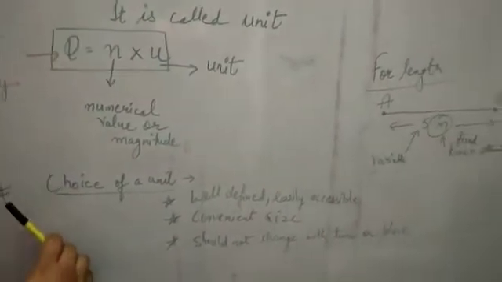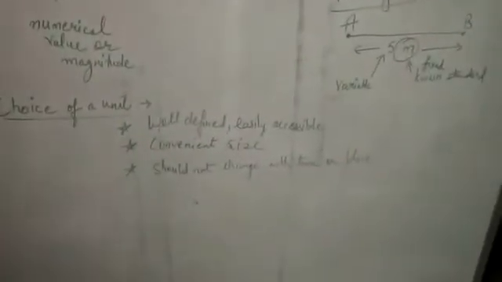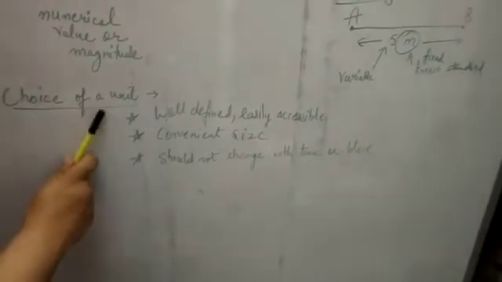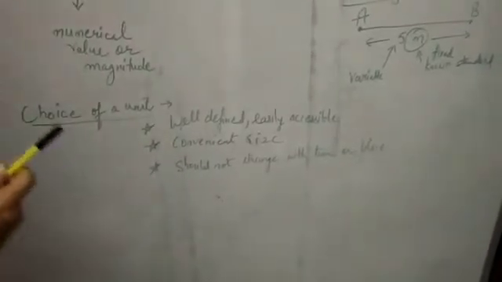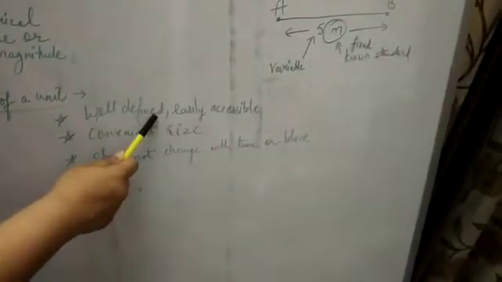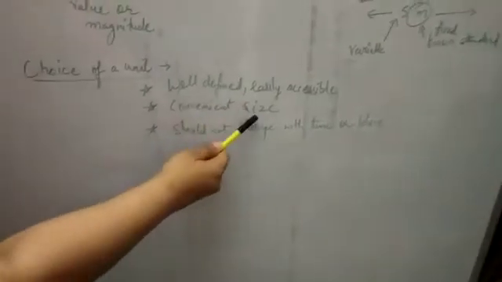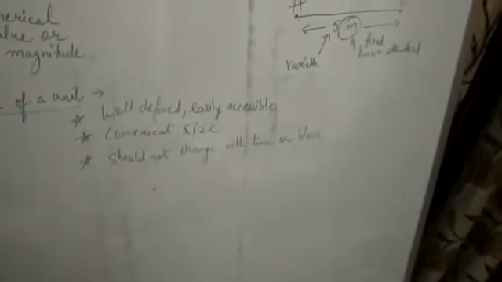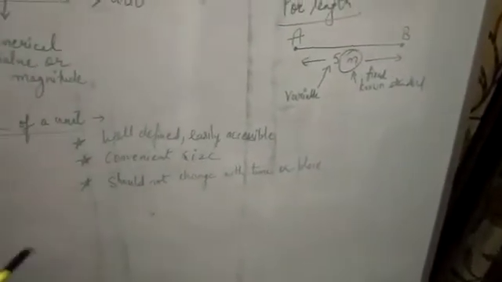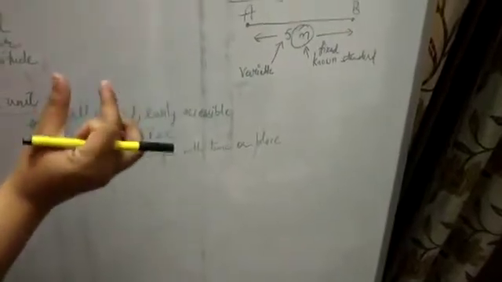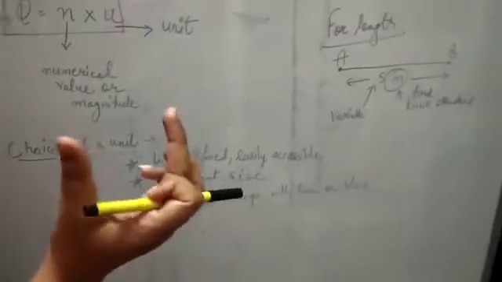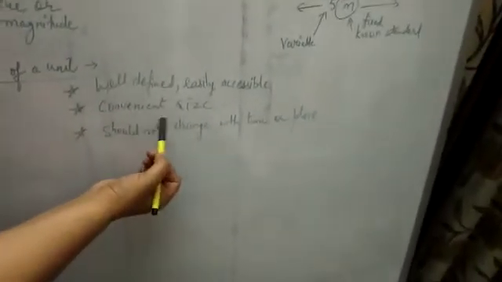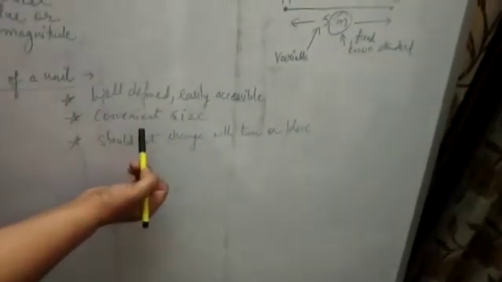Now next is choice of a unit. How do you choose which unit you have to choose? It is dependent on the following points. First, the unit should be well defined. It should be of convenient size, that is, it should not be too small nor too large. Understood? If we want to measure the length of a small object, we cannot use kilometer, right? So we have to use either centimeter or meter according to the size of the object.